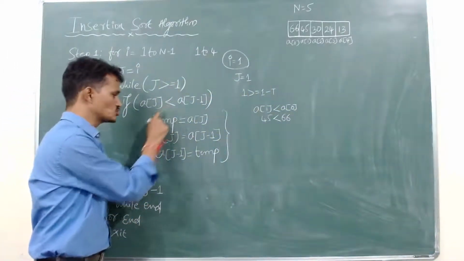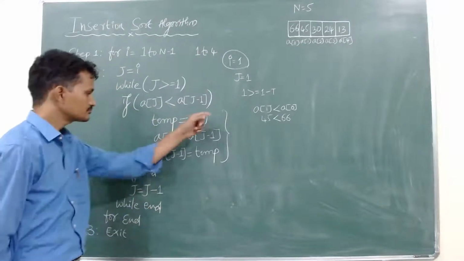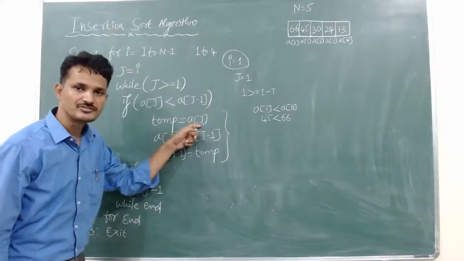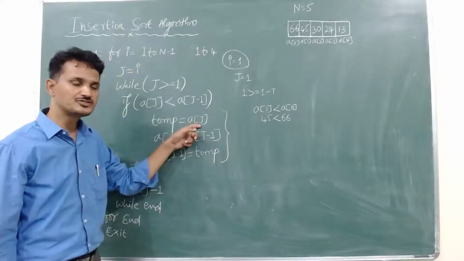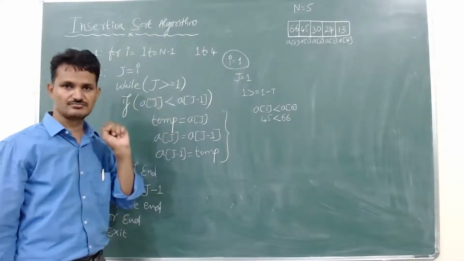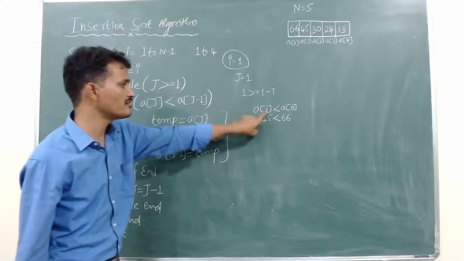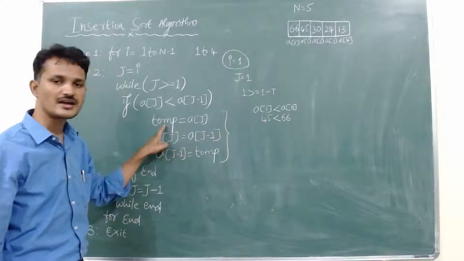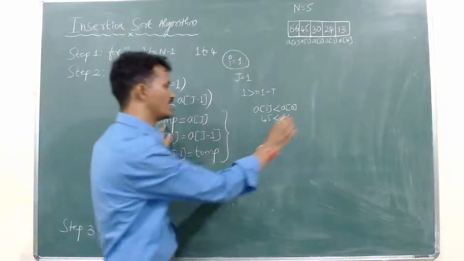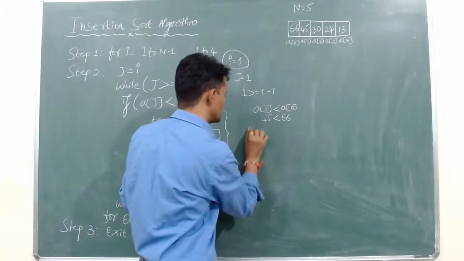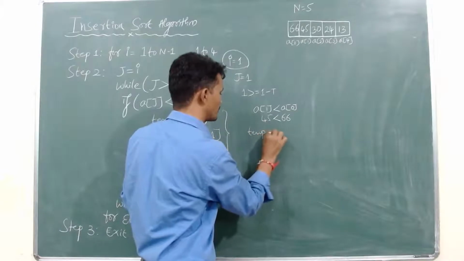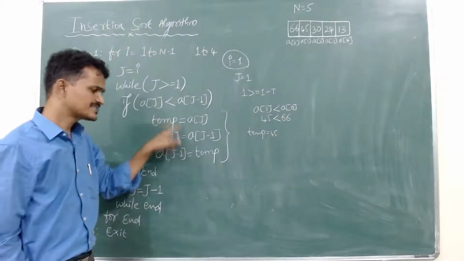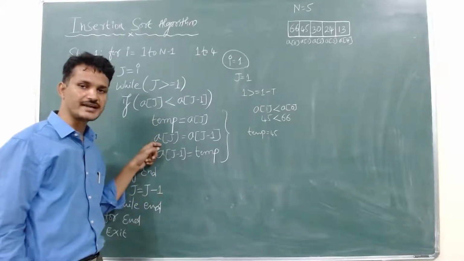When this condition is true, I will execute the first one. t is equal to a of j. A of j means a of 1. What is the value stored in a of 1? 45. 45 will be assigned to which variable? t. Let me write here t is equal to 45. Assignment statement.